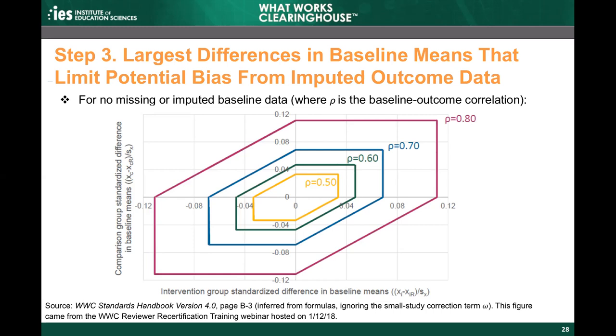And what you can see here is that for larger baseline outcome correlations, the possible range of values that you can have for differences in baseline means is wider. Again, going back to the same point, that for stronger baseline outcome correlations, the more that the potential bias from imputed outcome data is limited. So I know this is a lot of information.